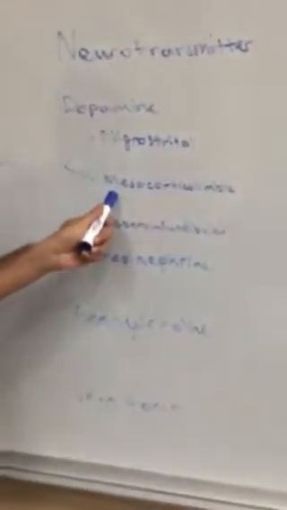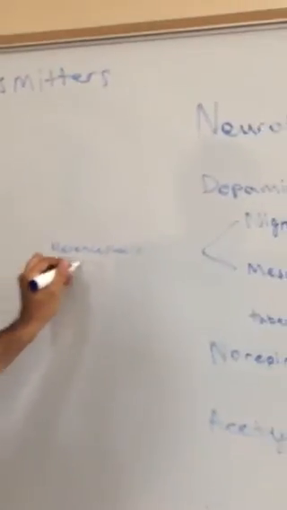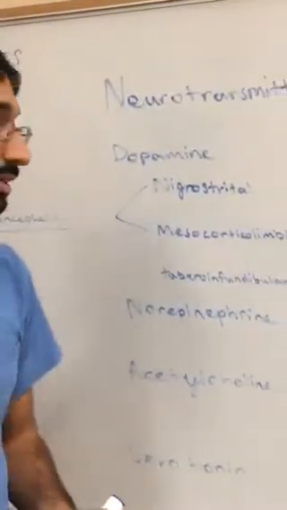The next pathway we're going to talk about is the mesocortical limbic. Okay? And these two together are known as the mesencephalic pathway. So if you do see this term, don't panic. It's just when you combine these two together, that's what it's known as.